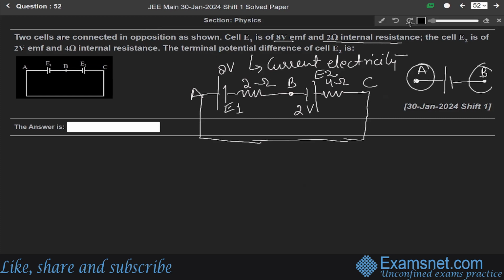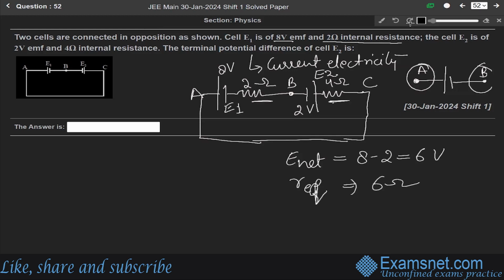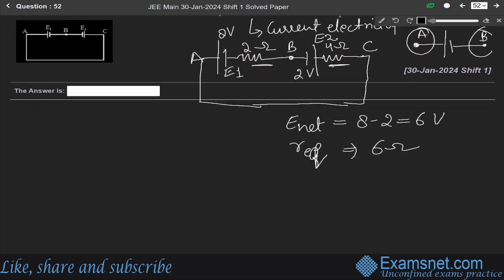Now since this is point A, this is C, and this is point B, net EMF will be equal to 8 minus 2 volt. This is 6 volt, and the equivalent resistance will be 6 ohm, since these two resistances are in series. Now using Ohm's law, V equals IR. So I will be equal to V over R, means 6 over 6, that is 1 ampere. Means 1 ampere current is flowing through this circuit.